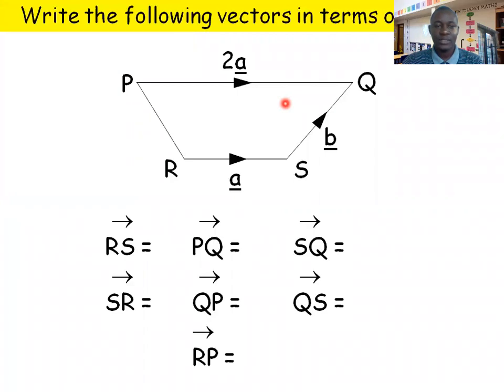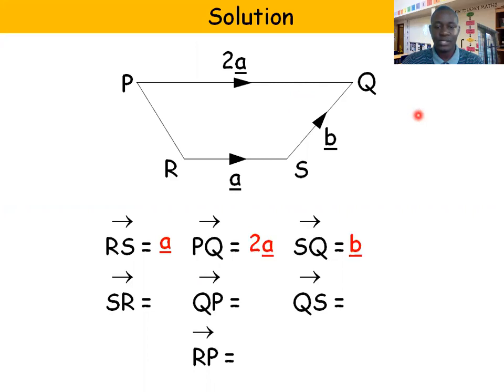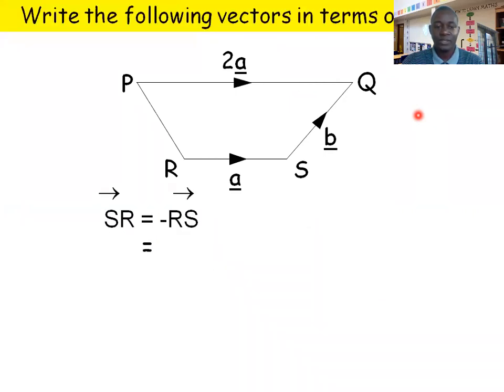All right, now the question here says find the following vectors in terms of A and B. I'll just go and answer all of it right away. But let's see how we arrive at all these answers one after the other. The vector SR, we are asked to find. The vector RS is given. So the vector SR is going to be the negative of vector RS.